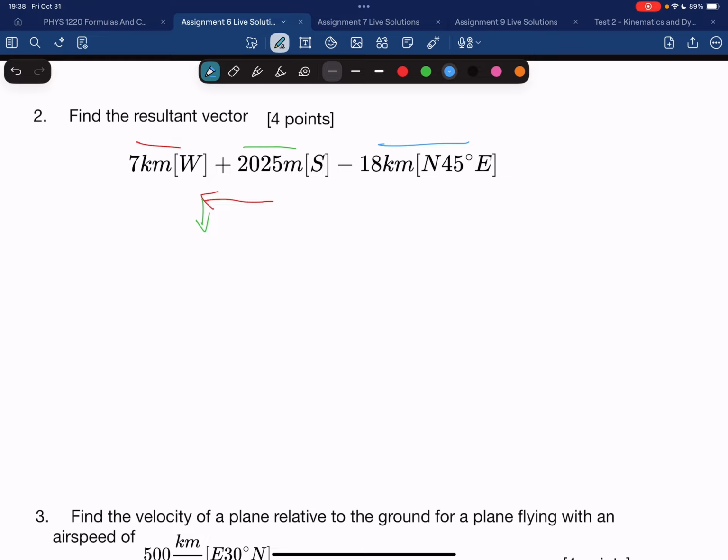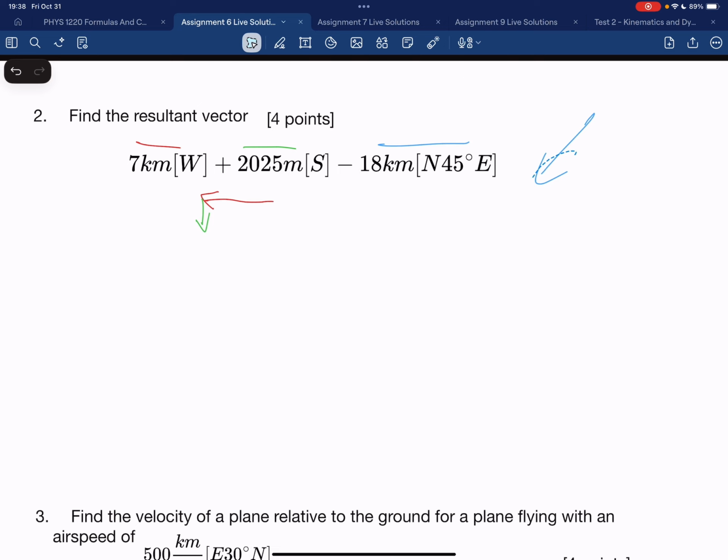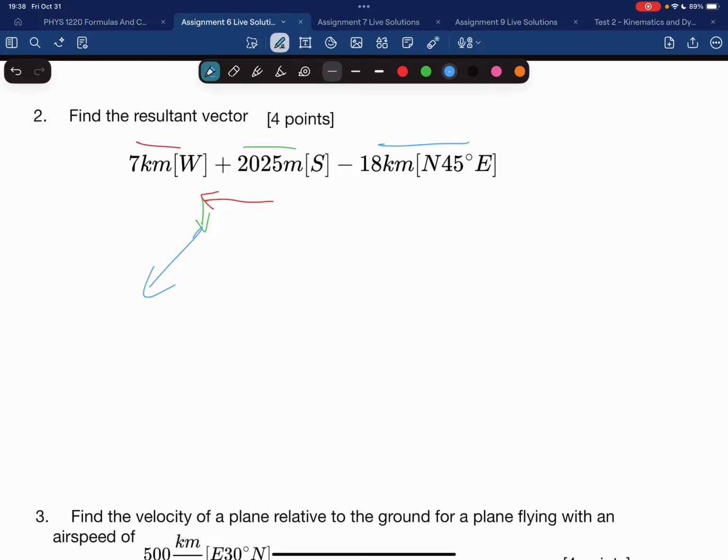And now I have negative 18 kilometers north, 45 degrees east, which would look like this for 18 kilometers north, 45 degrees east, but this is negative, so we have to flip the direction. So it's actually going to look like this. It's actually going to look different. And our resultant is there.